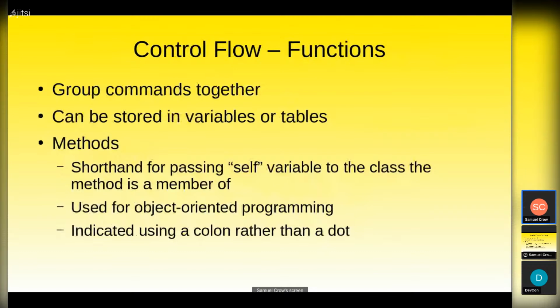Functions group commands together. In Hollywood, they can be stored in variables like any other constant data type or stored as table members. Methods in Hollywood are implemented as a shorthand for passing the table containing it as the self parameter in the function. It's an object-oriented version of the function type, indicated using the colon notation rather than the dot notation. And of course, once we cover object-oriented programming in the second slideshow, that'll become readily apparent.